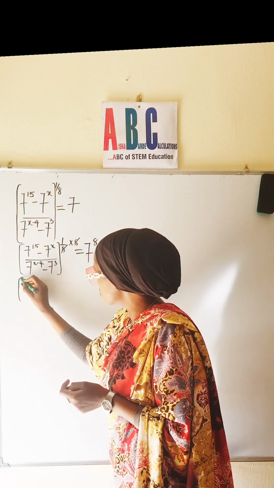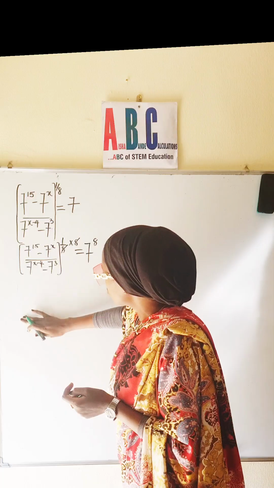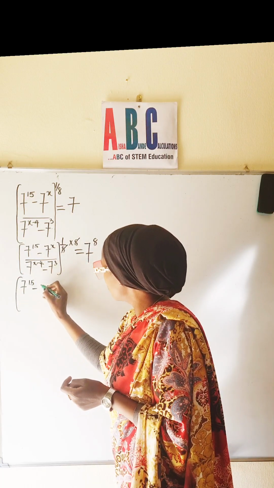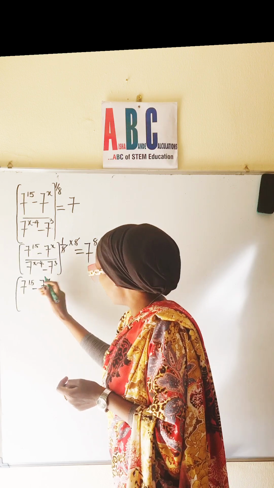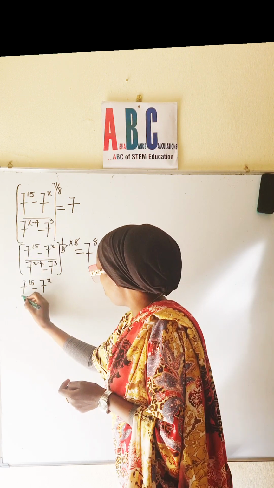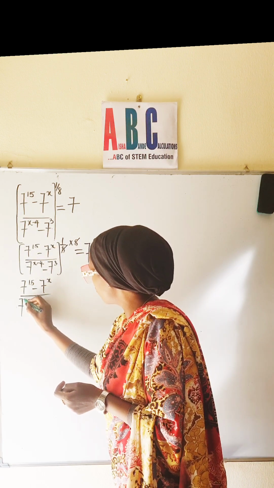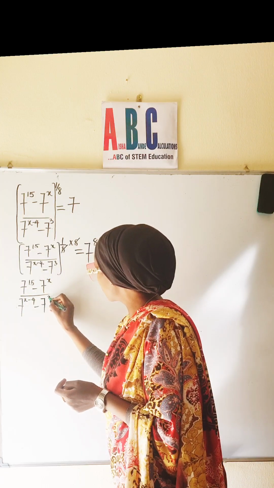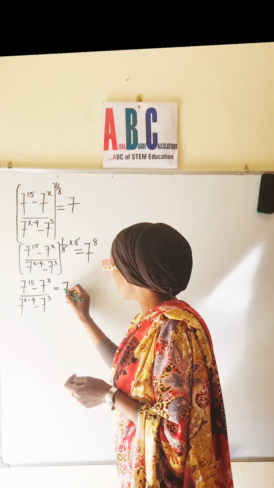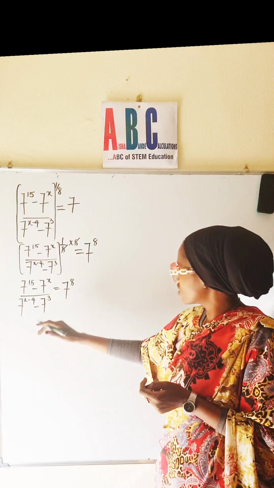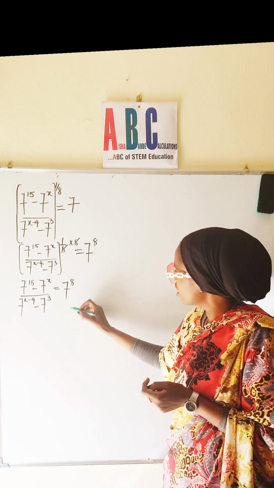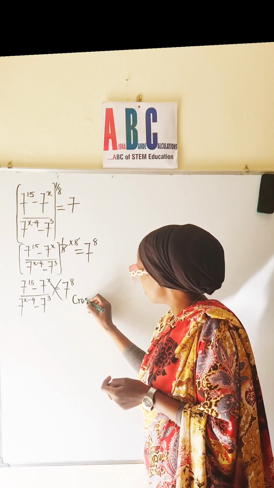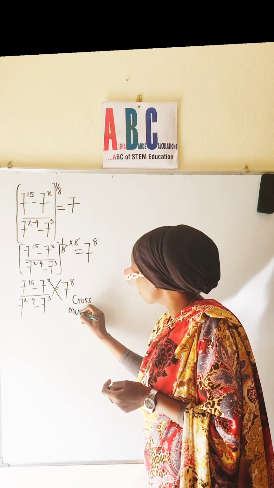So this now becomes what? Here we have (7^15 − 7^x), okay, let me even remove the bracket, all over (7^(x−4) − 7^3), is equal to 7^8. So this is what we have now. You can see the equation is now simplified, right? So what do we do next? We cross multiply, right? So let's cross multiply.